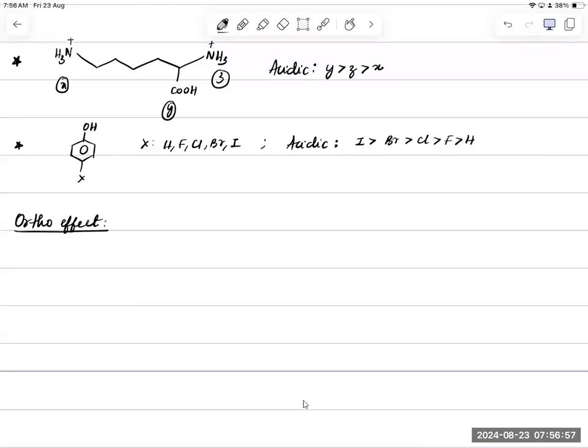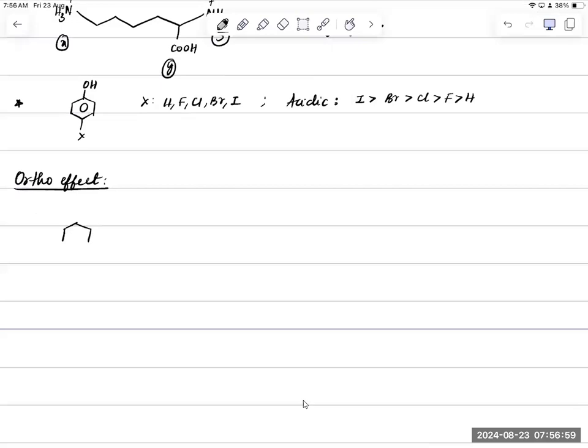Ortho effect. On benzoic acid, if any group G is present, it will increase the acidic character, so it increases acidic strength.